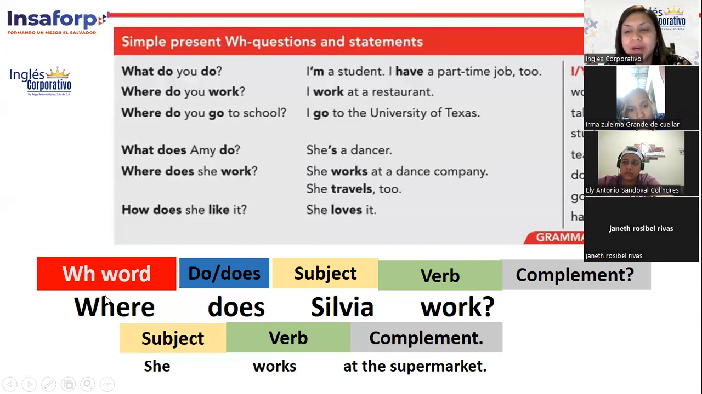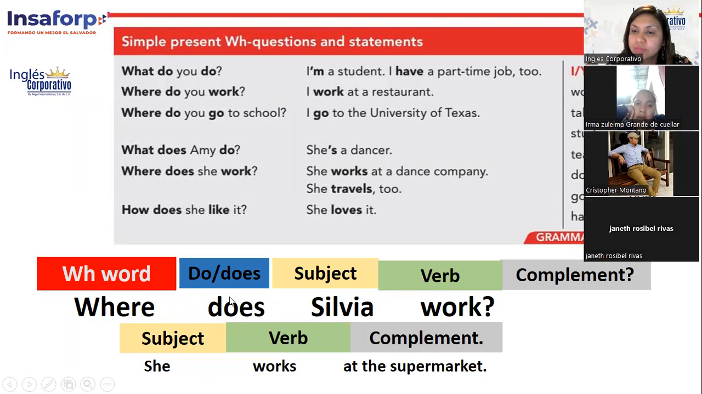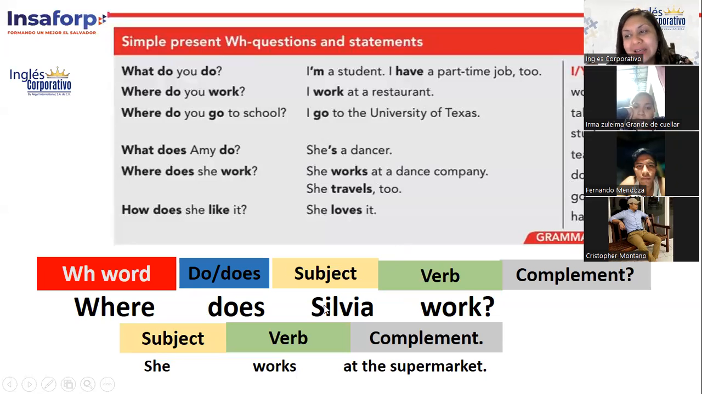We have the example, where does Sylvia work? Why does? Teacher, pero en este caso se le agrega ese verbo cuando se hace una respuesta. Yes. Okay, in the question, we are using does because it's the third person singular, right? Silvia is she. Third person singular, he, she, or it, we use the auxiliary does. Okay, where does Silvia work? And the answer, she, que se refiere a Silvia, she works at the supermarket.